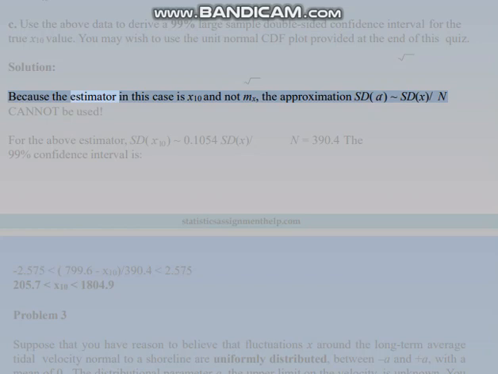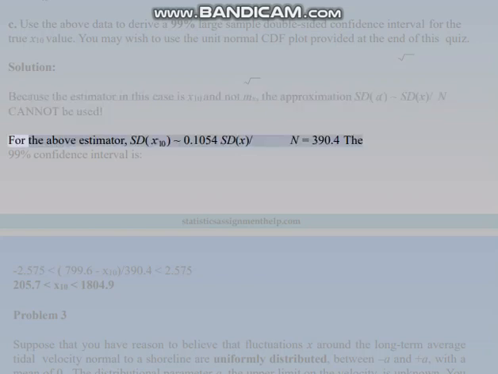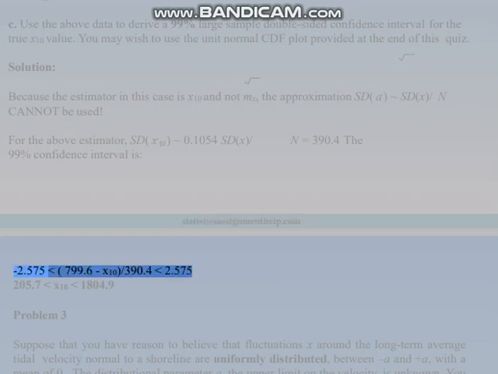Solution. Because the estimator in this case is x10 and not the sample mean, the approximation SD of a equals SD of x over the square root of n cannot be used. For the above estimator, SD of x10 equals 0.1054 times SD of x over the square root of n, which equals 390. The 99% confidence interval is 799.6 minus 2.575 times 390.4 less than x10 less than 799.6 plus 2.575 times 390.4, so 205.7 less than x10 less than 1804.9.